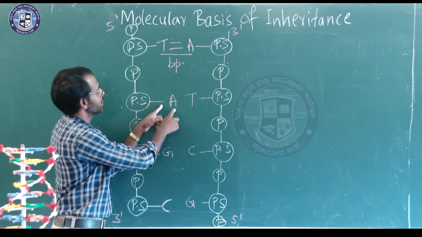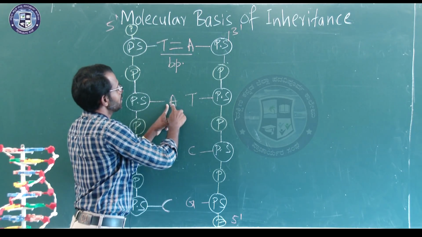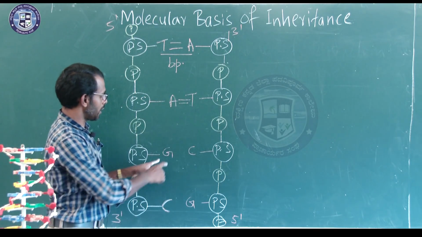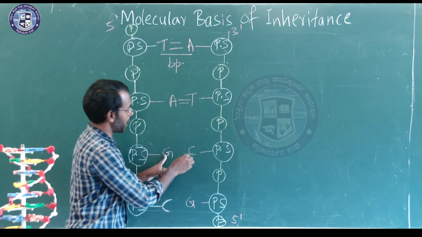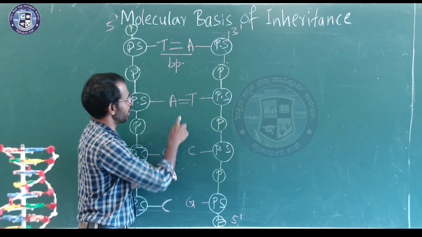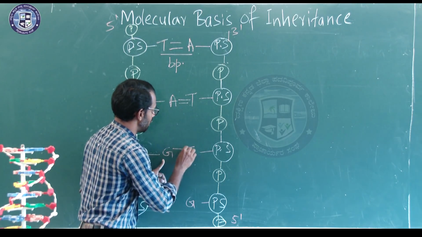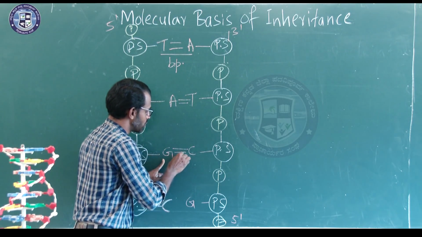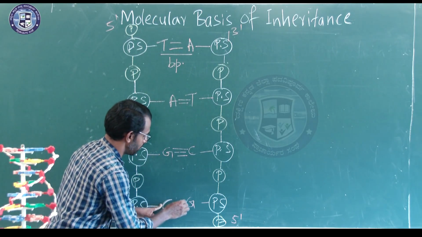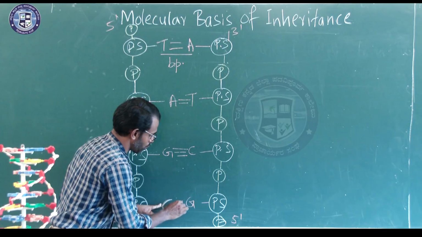And now you see here thymine paired with adenine, and in a similar pattern adenine is pairing with thymine, and guanine paired with cytosine, but here the pattern is slightly different. Here the pairing forms 2 hydrogen bonds, but between GC they have formed 3 hydrogen bonds, and between CG the pattern remains the same. Once again 3 hydrogen bonds.